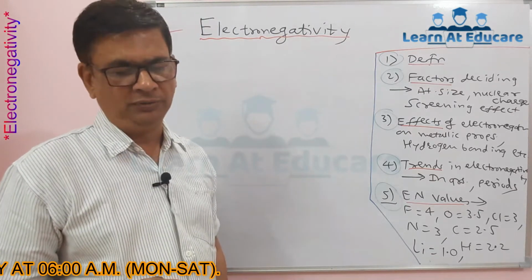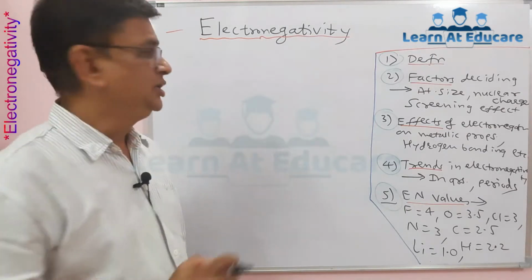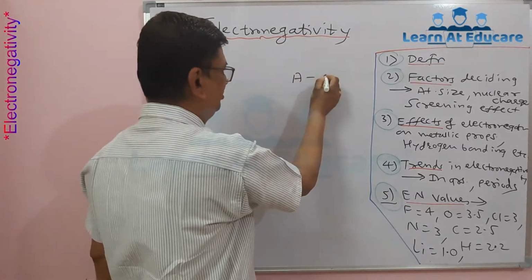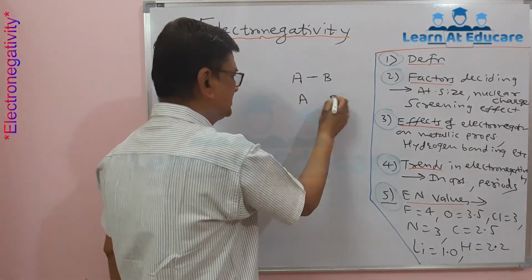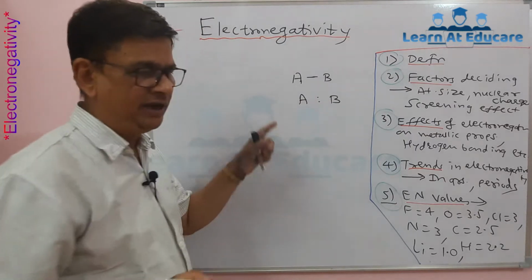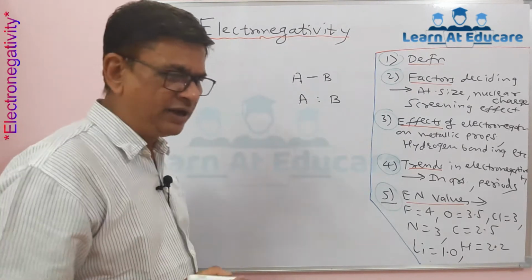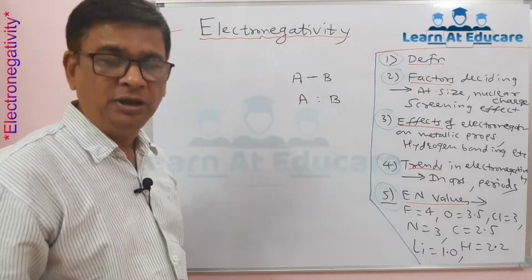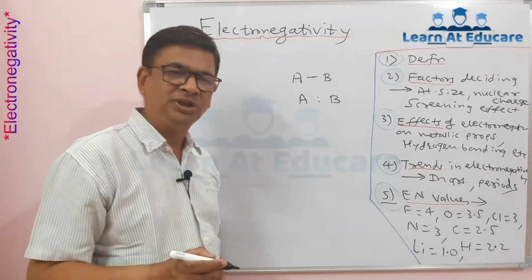We know what a covalent bond consists of: the shared electron pair between two atoms. Suppose there is an A-B covalent bond, which means there is a pair of electrons between A and B. We know that in an ordinary covalent bond, A gives its one electron and B gives its one electron for mutual sharing, and that is how a covalent bond is formed.